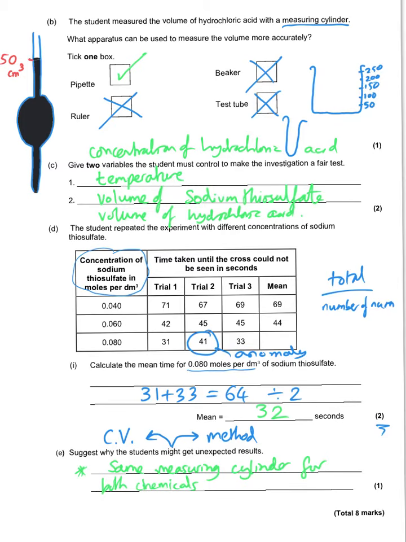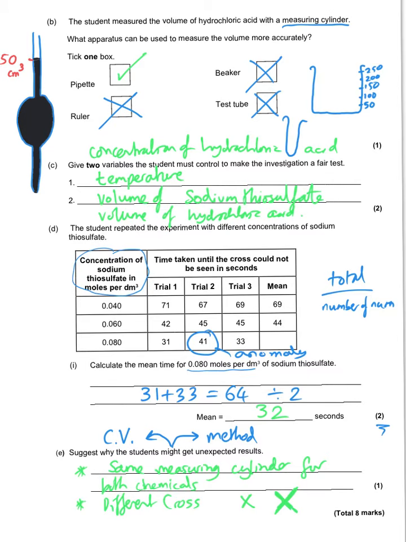Alternatively, they might have not used the same cross each time. So if they had a different cross and maybe one of them was a really small cross and one of them was an absolutely massive cross, well, obviously it would take a lot more of that sulfur to produce the cloudiness that meant that the cross was obscured.